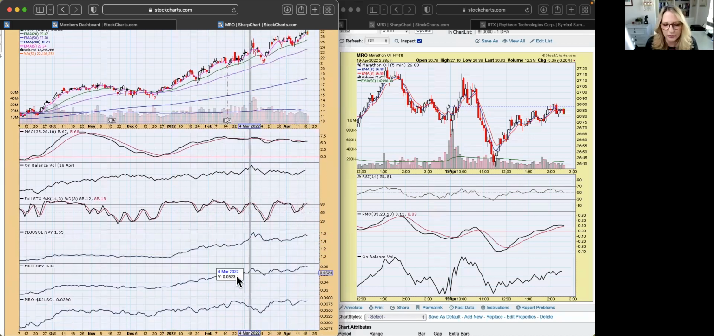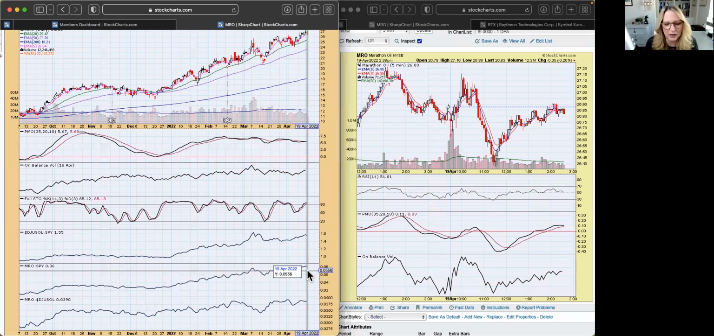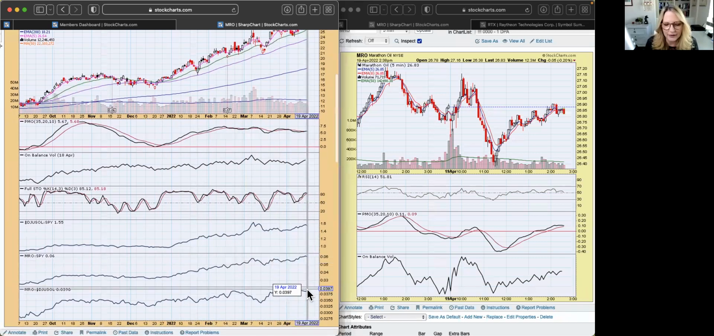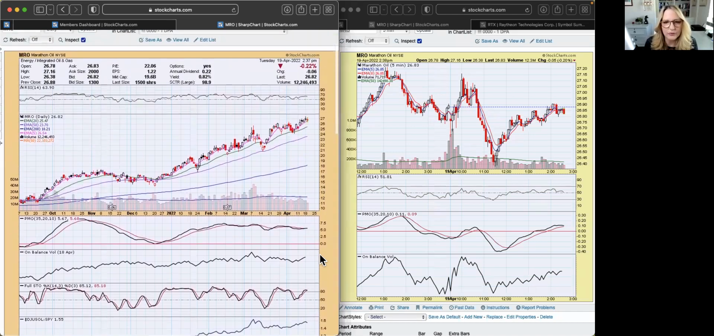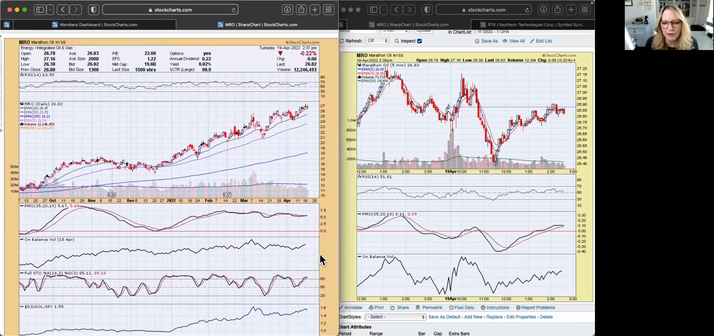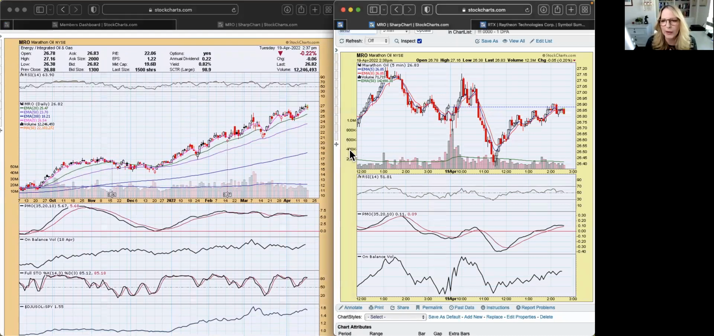Obviously, the group's doing well. Obviously, it's doing well against the SPY. And Marathon is performing pretty much in line with its group. Given that the group is doing well and outperforming, of course, Marathon is too. So I would say relative strength wise, it looks good. I would say this is a possible diamond in the rough. I think there's a lot of good going on in this chart.